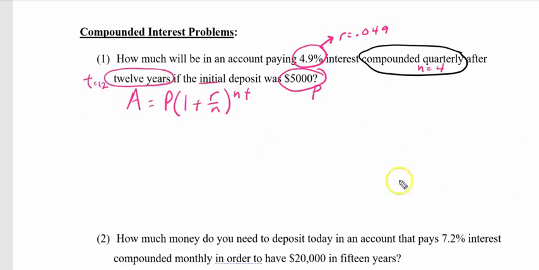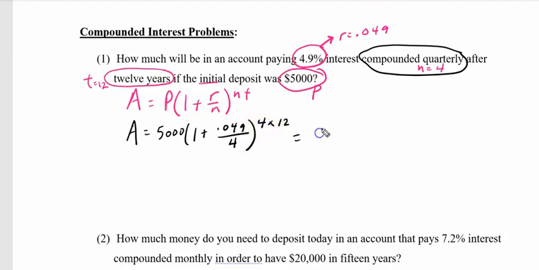Okay, so we come down here, and I'm just going to fill in the blanks, or the letters that I've found. And up here we're going to have 12. Oh, N is 4. 4 times 12. N times T. Well, 4 times 12 is 48, so I might just save myself some work.